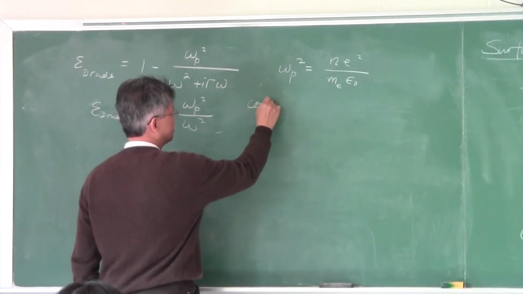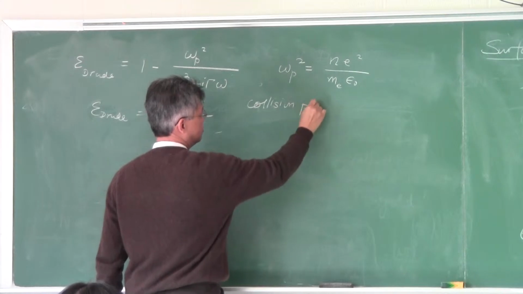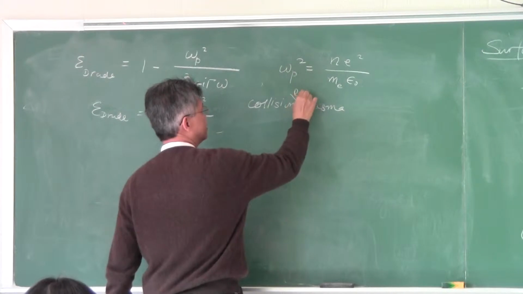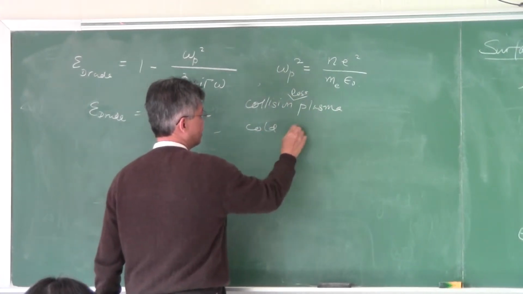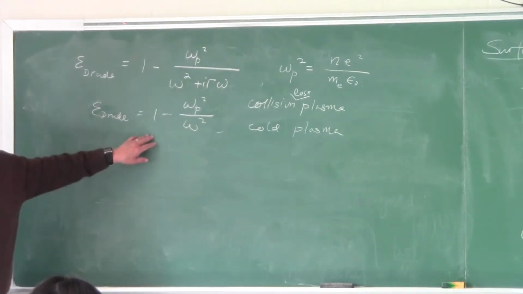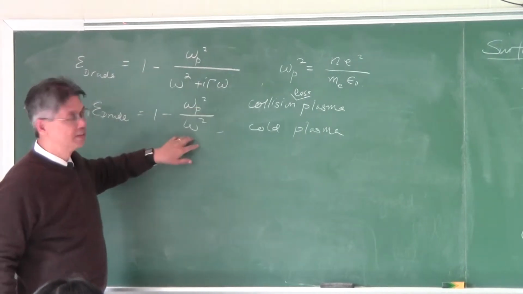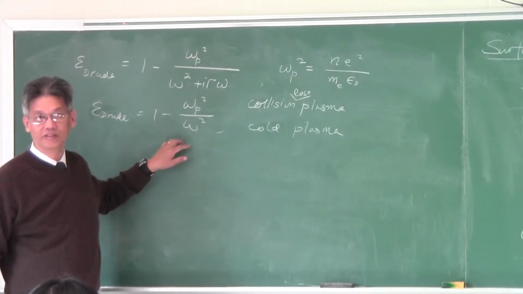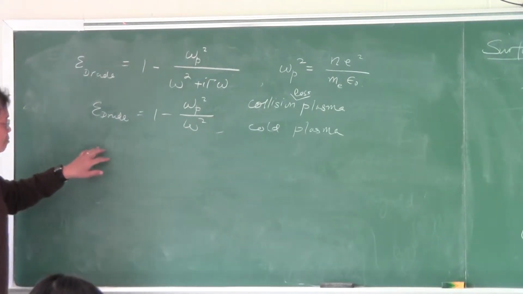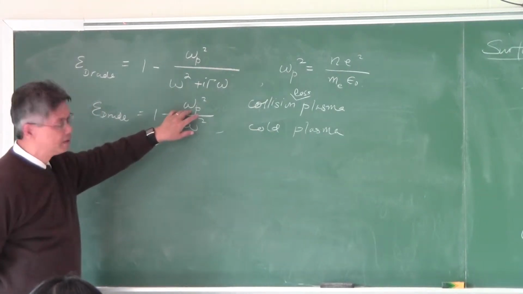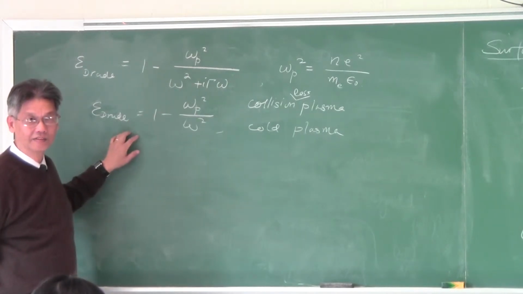This is collisionless plasma. This is usually called collisionless. This should be a less there, or cold plasma. You probably have seen this formula in your undergraduate course, right? How many of you have not seen this formula before? So I think all of you have seen this in your undergraduate course. We always talk about this, cold plasma, collisionless plasma. And then epsilon can be negative, that is, if omega falls below the plasma frequency, it becomes negative.